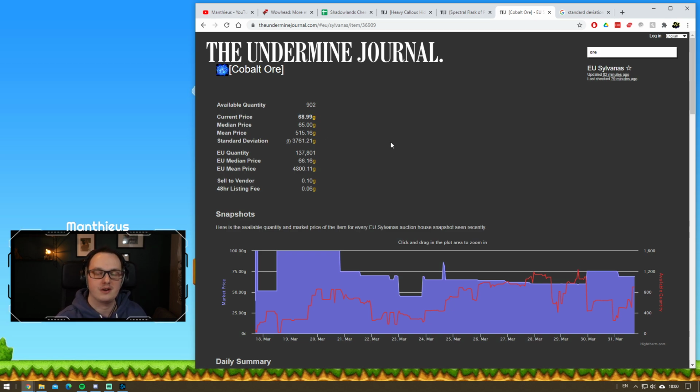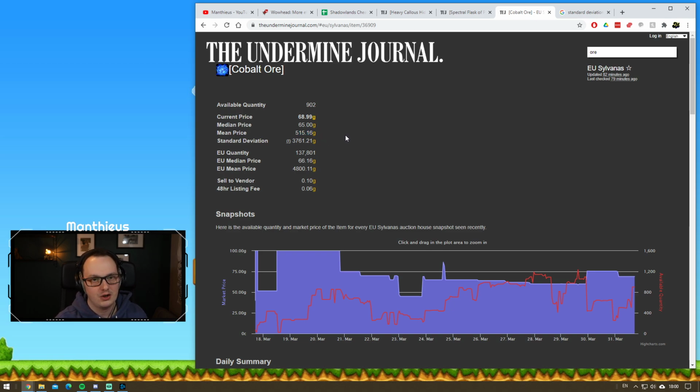The median price, the price smack bang in the middle, is 65 gold. As we know, the median is often more representative of something that's closer to the average price. But look what's happened to the mean price. The average price of all of the listings is over 500 gold.